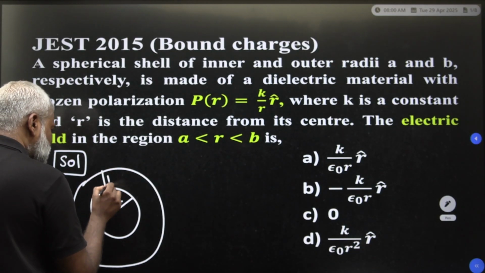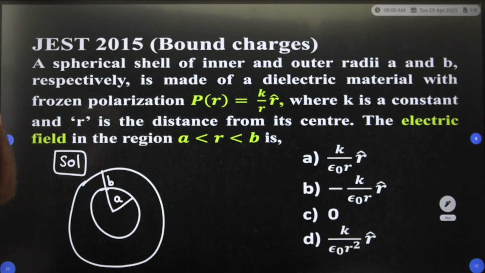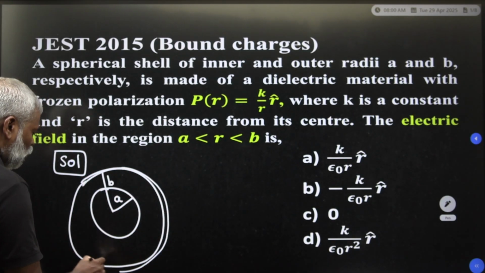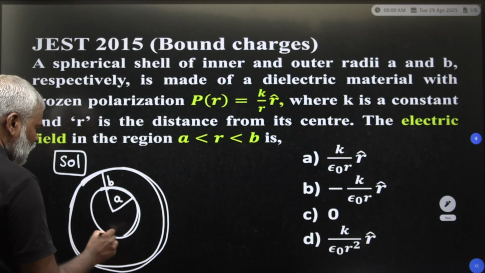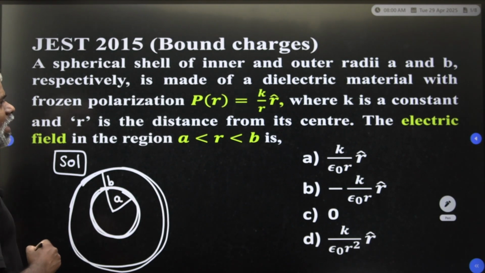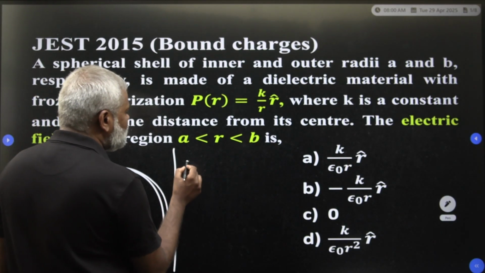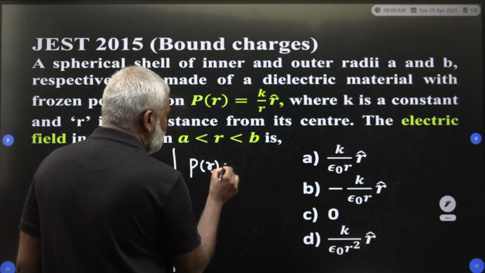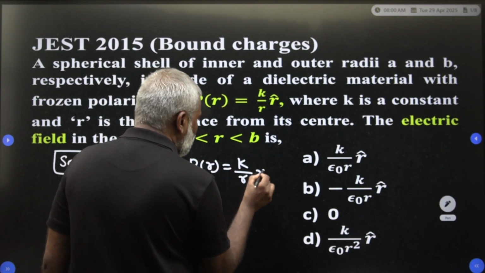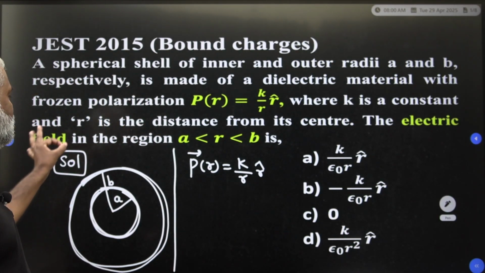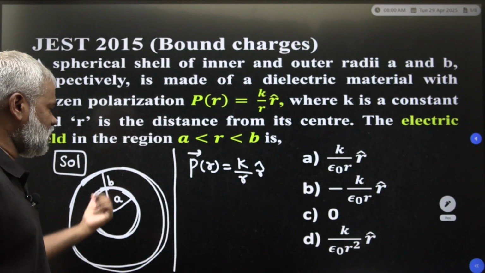respectively. So, this is the spherical shell. A spherical shell of inner radius A and outer radius B respectively is made of a dielectric material. Now, the frozen polarization they are giving. So, what is the polarization? P of r is equal to k by r into r cap, because polarization is a vector, where k is a constant, and r is the distance from its center.